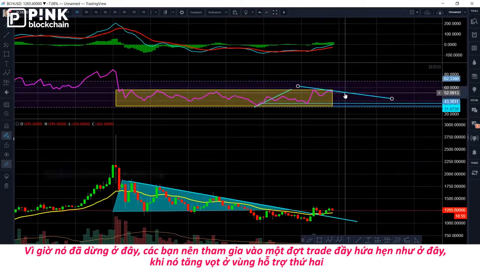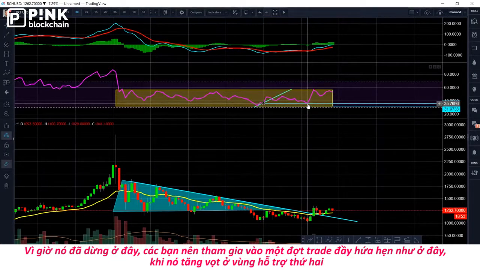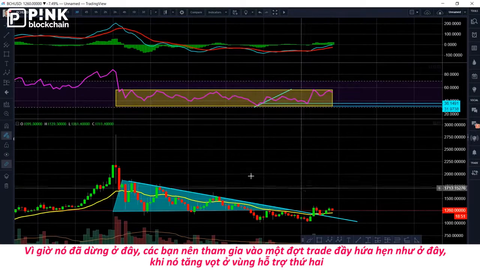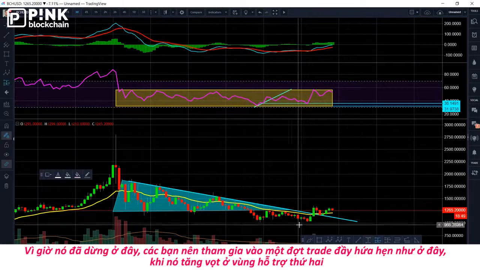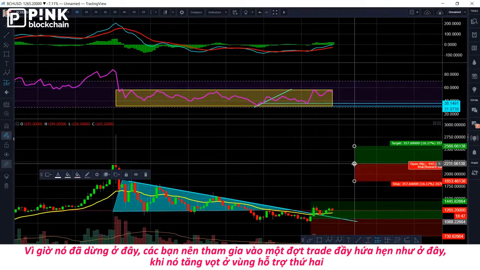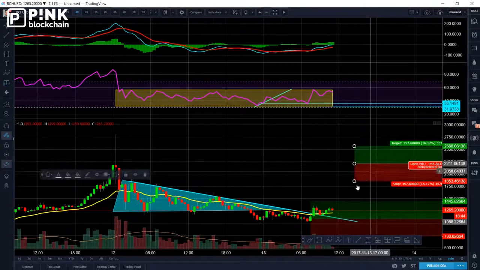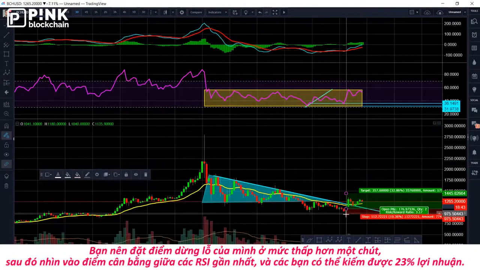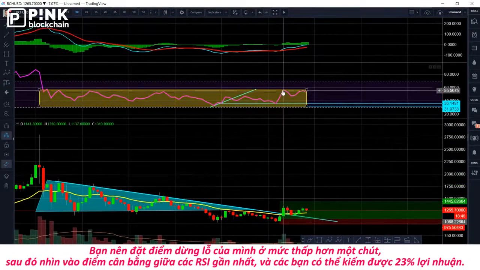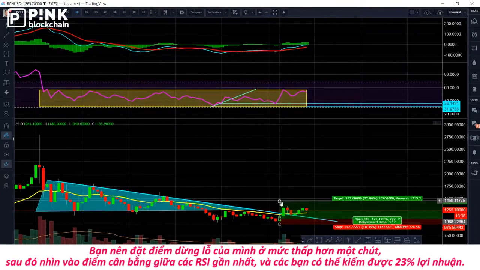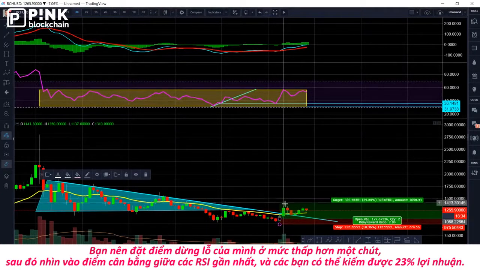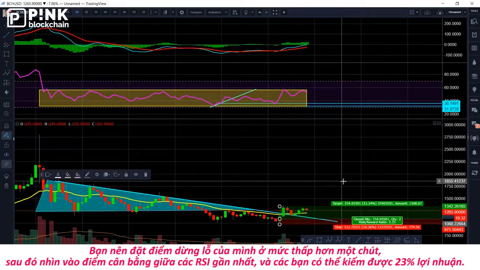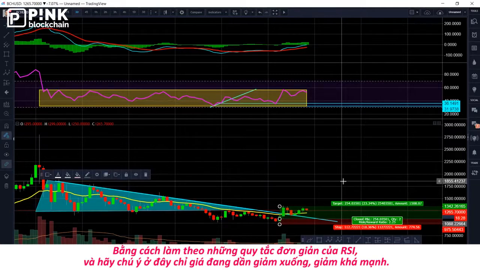So as it stands right now, you guys should have entered a nice trade there when it bounced off of this secondary support, right? You would have entered a trade, for example, right here. You would have set your stop loss slightly below it, small trade, right? And then you would have looked for a bounce off of the most relevant RSI, which would have been right here. And you guys would have made yourself a 23% profit, guys, by following basic RSI rules.